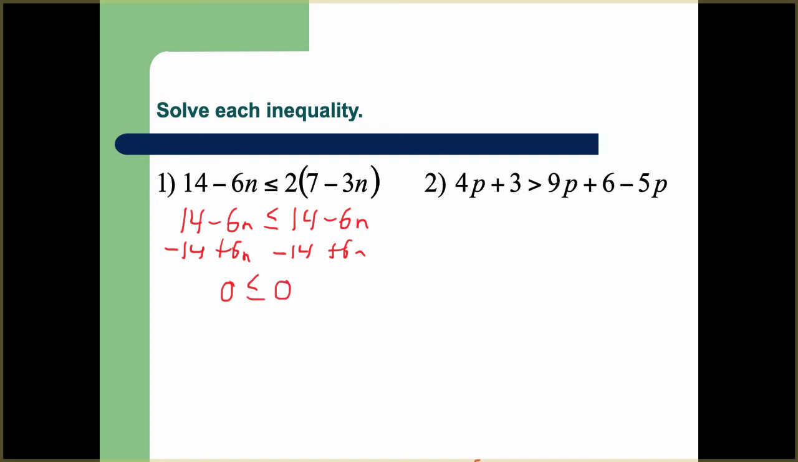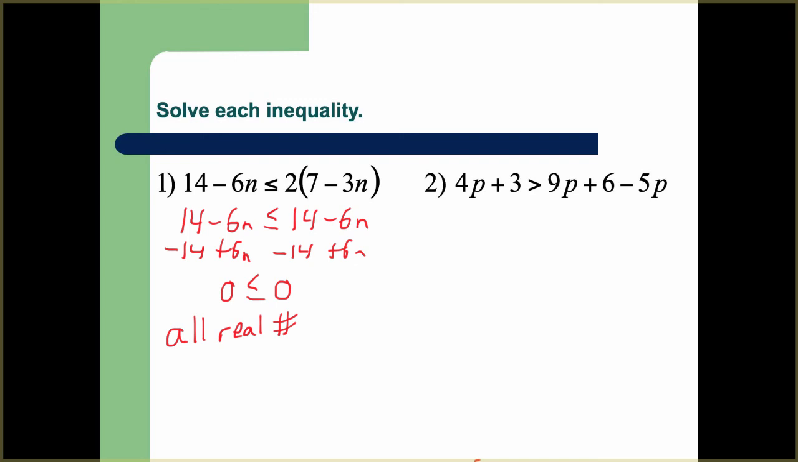And this is a true statement. There's no variable around. So what this means is that we can put in anything. This actually has all real numbers work. We can put in anything for n and we will get a solution. So this is all real numbers.